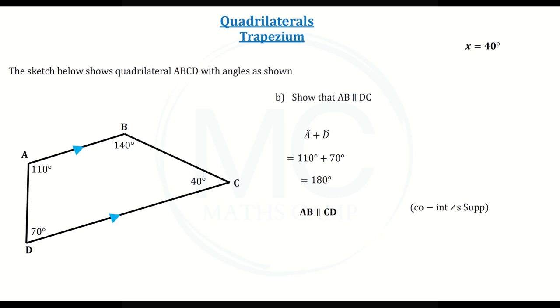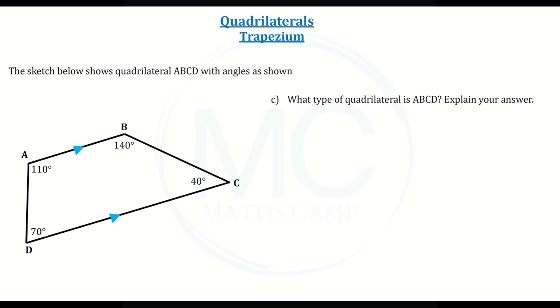And now we can move on to part C. What type of quadrilateral is ABCD? Explain your answer. The only characteristic this quadrilateral has is one pair of parallel sides. So we can say ABCD is a trapezium because it has one pair of opposite sides that are parallel.